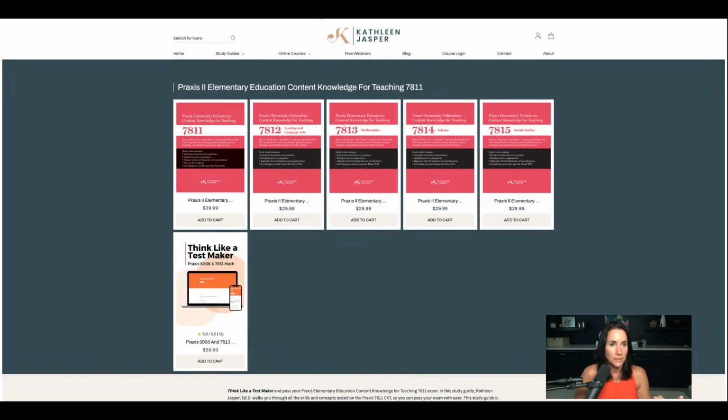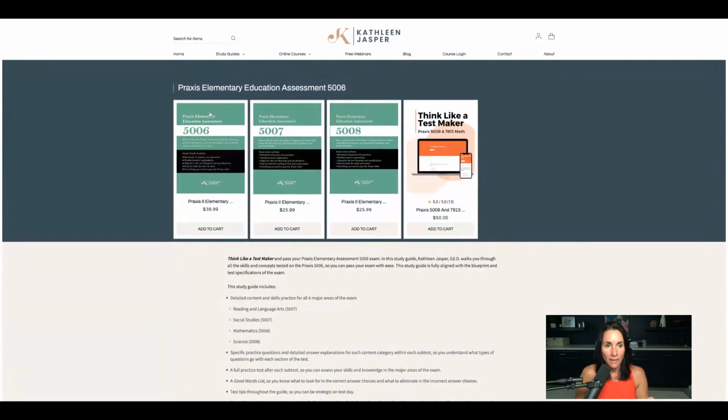The same thing goes for this one. If you buy the 5006, you are getting the 07 and the 08. I do have a digital course for the 7813 math and the 5008 math because the math is really hard. We're going to talk about it in a second. But don't buy all three. If you buy the whole book, you're getting the 07 and the 08. If you only need to pass the 07, then just get the 07. You notice it's a little bit cheaper. So just letting you guys know that because it's important that you don't overbuy.